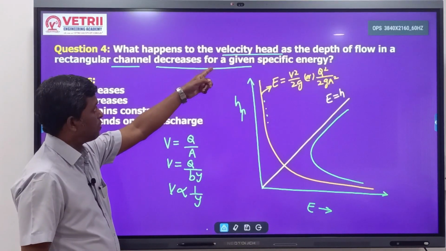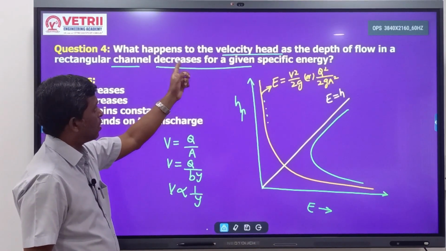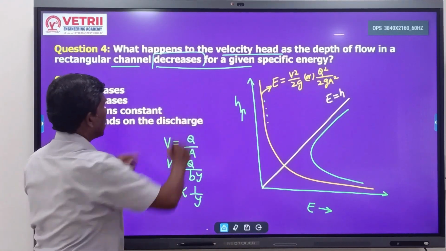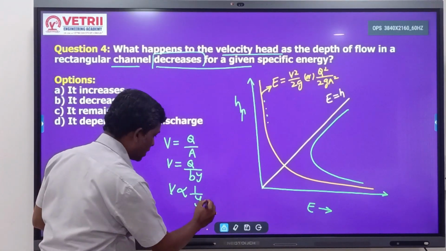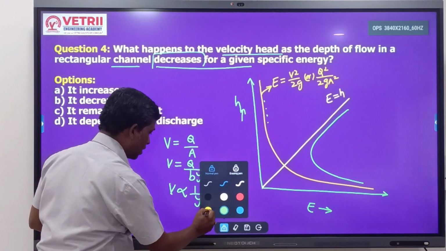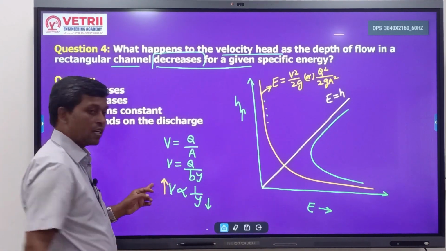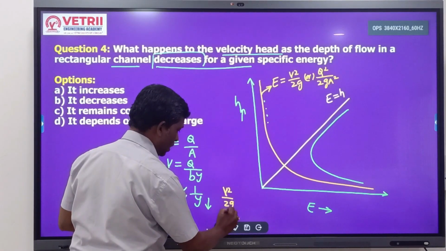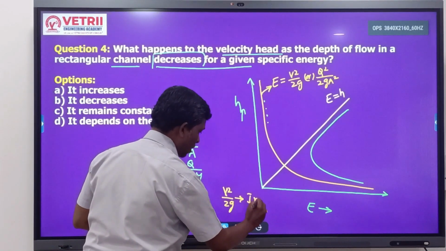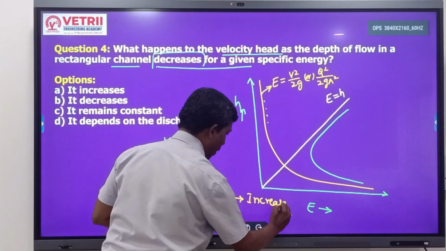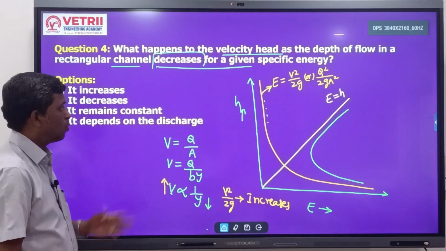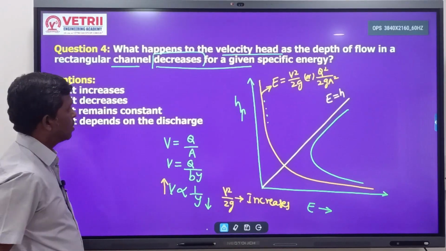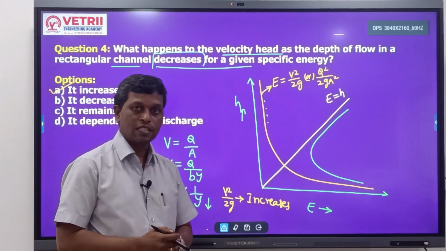In the question they have given that the depth decreases, or the velocity head. So the depth of flow in the channel decreases. When the depth of flow in the channel is decreasing, automatically the velocity increases. Once velocity increases, what happens to V square by 2g? V square by 2g increases. Very simple, right? What is the correct option here? So it increases. So velocity head increases. Correct?